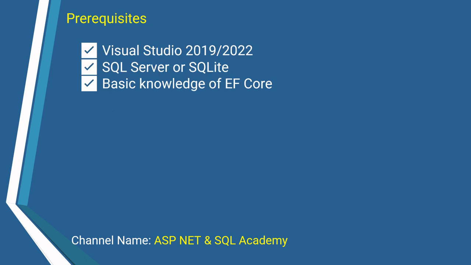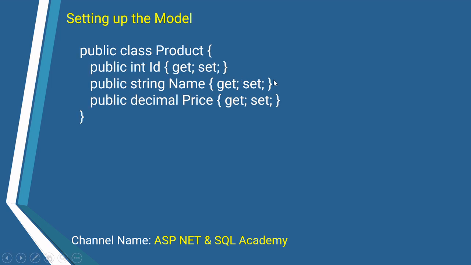You will need Visual Studio, a database like SQL Server or SQLite, and some basic knowledge of Entity Framework Core. Let us start by creating a simple product model with the ID, name, and price properties.